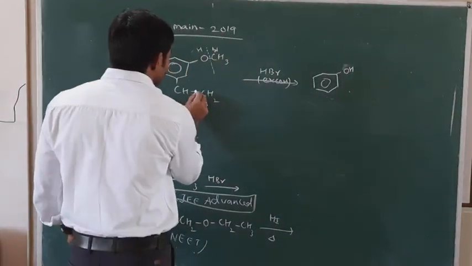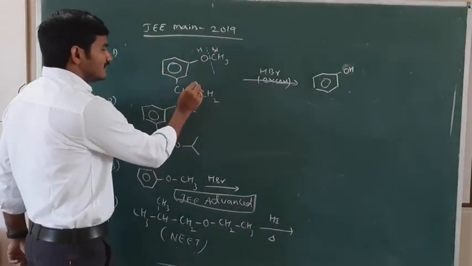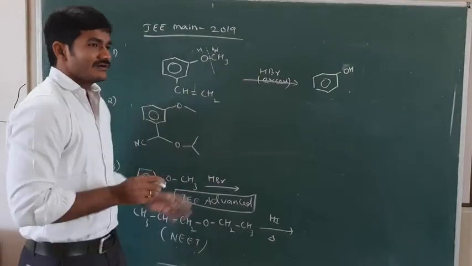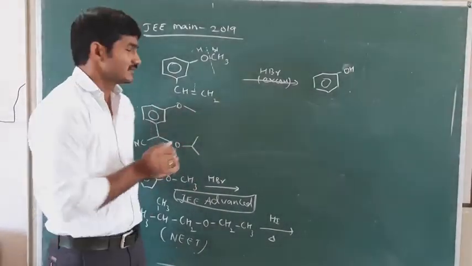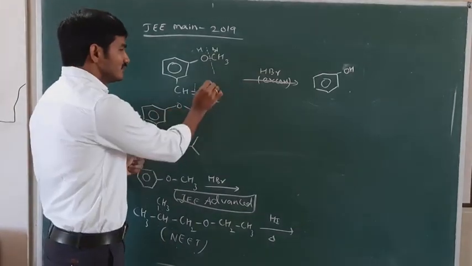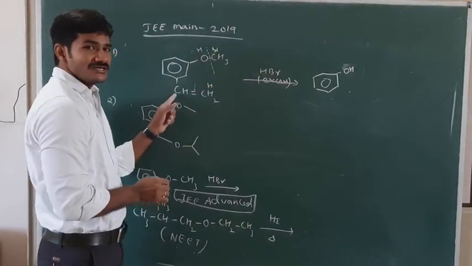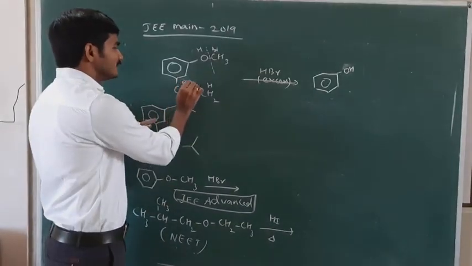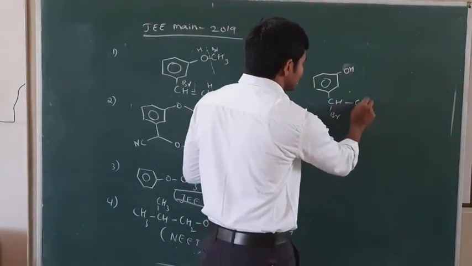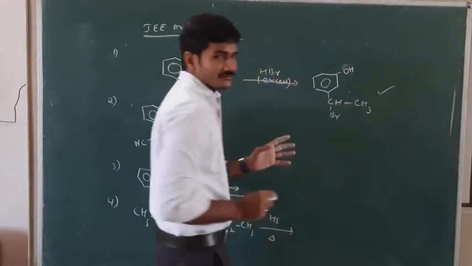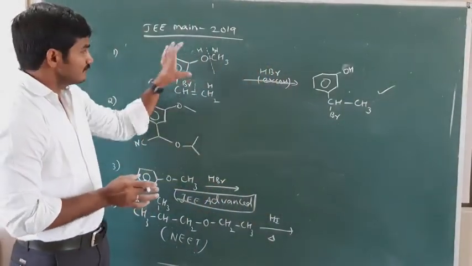HBr, here we have 2 carbons, break the bond here. According to Markovnikov rule, we add H plus to the double bond carbon which contains more hydrogens. Among these, which contains more hydrogen, this, and this is a benzyl carbocation, here you can add Br. So the product is CHBr CH3. Understood? So simple question.